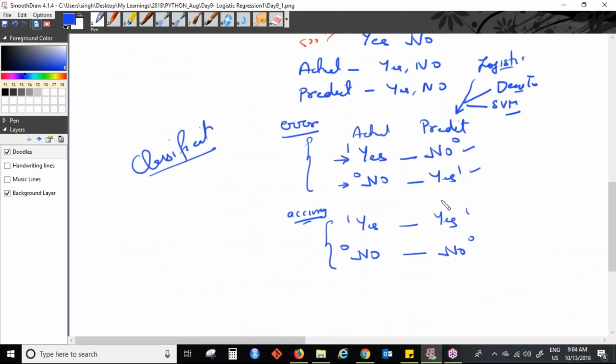But after getting this no or yes, the way you evaluate is the same. You will use the same two conditions to evaluate the error. You will use the same two scenarios to evaluate the accuracy. Is that clear, guys?